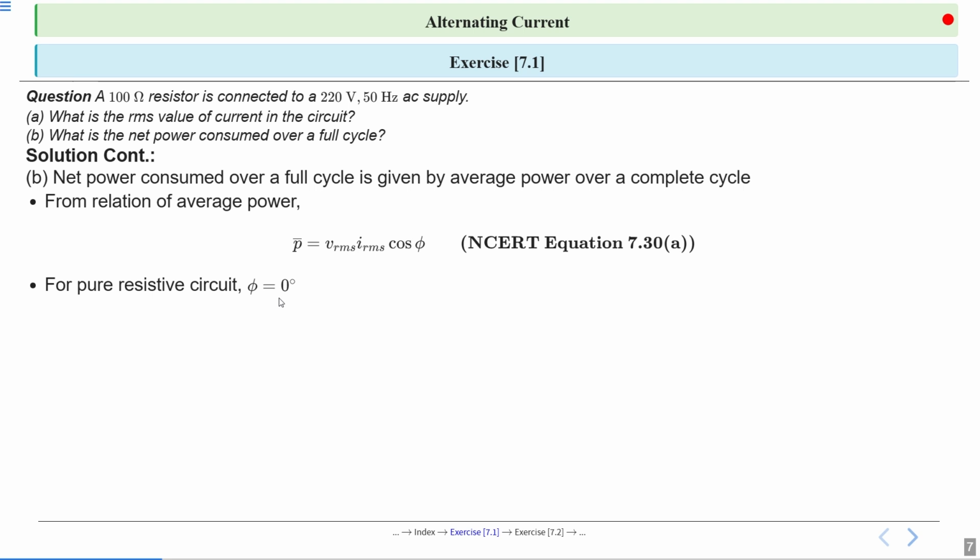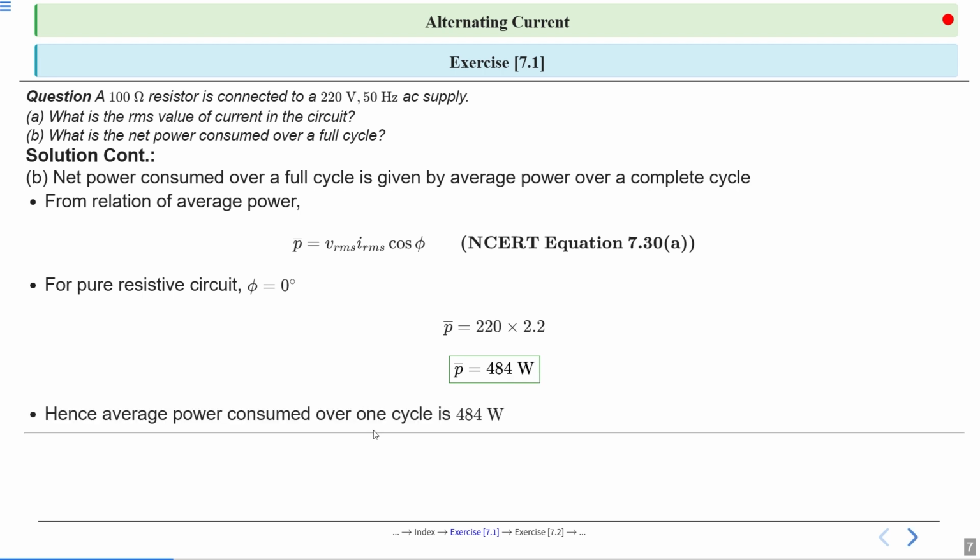So for a purely resistive circuit, phi equals 0 degree, so cos phi will be 1. The average power will be 220 into 2.2, so the average power will be 484 watt. Hence the average power consumed over one complete cycle is 484 watt.